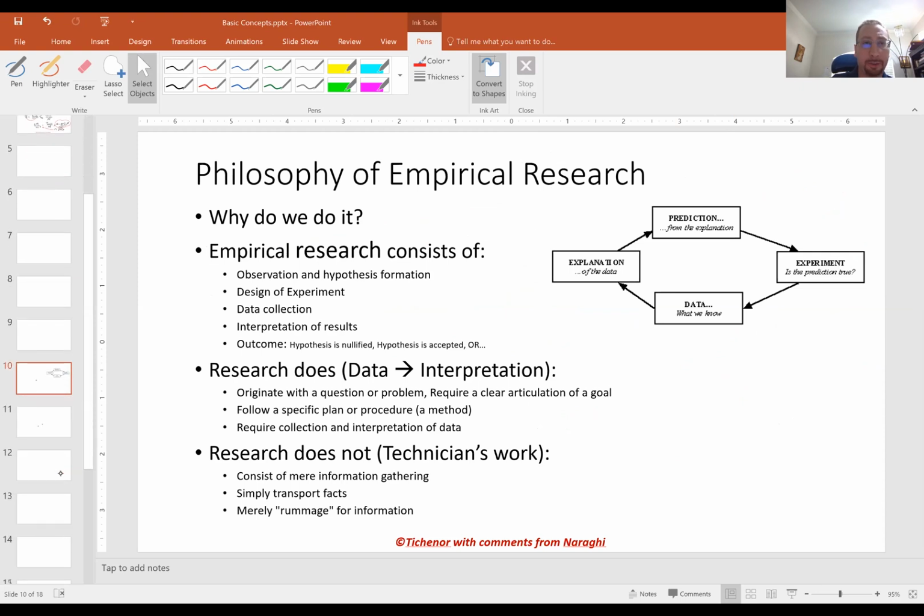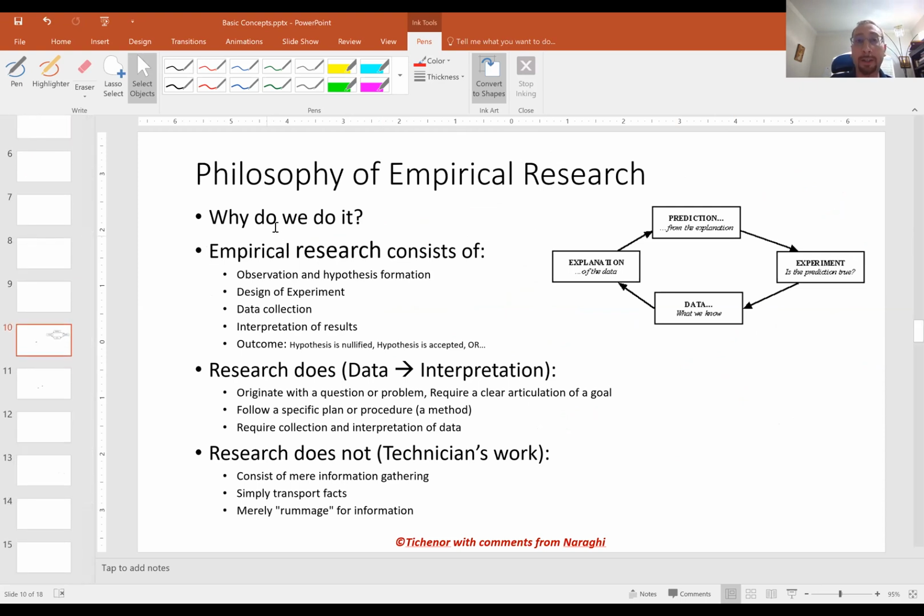Okay, so now let's continue to this slide. So why do we do it? Why do we do experiments? Well, the answer is simple. We do experiments to discover these equations. That's the purpose of the equations. Now, when we do experiments, we often enter into a cycle which we call the scientific method.